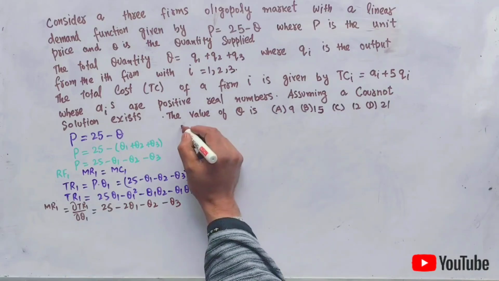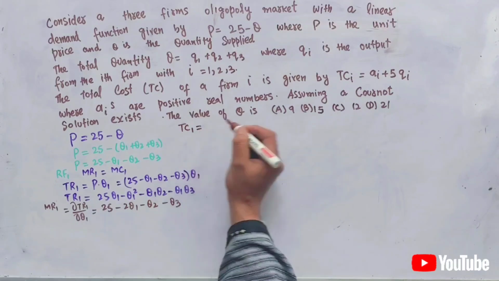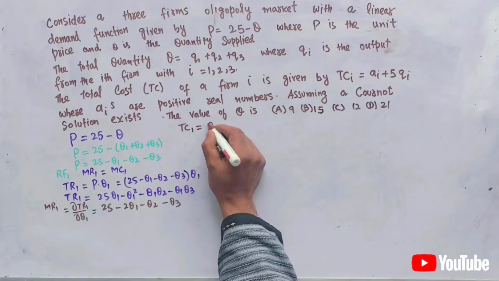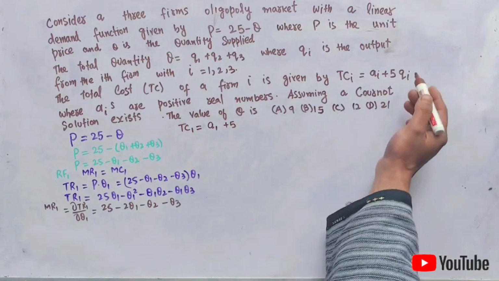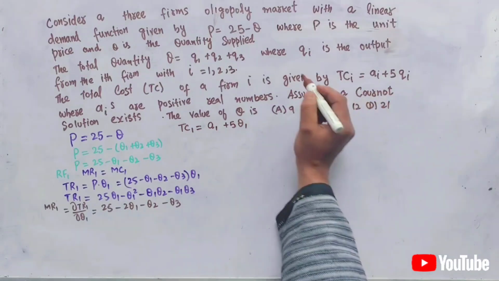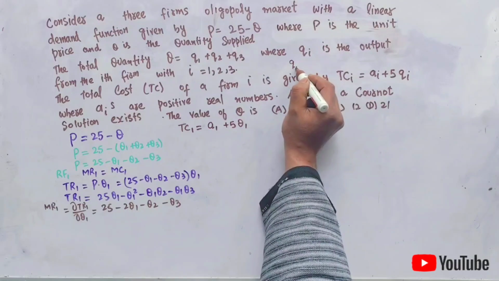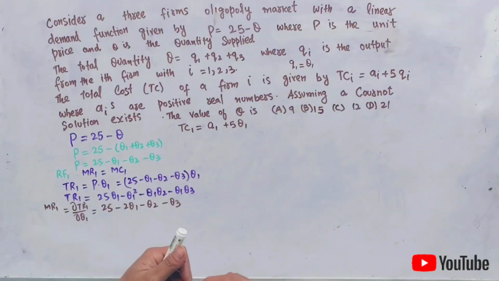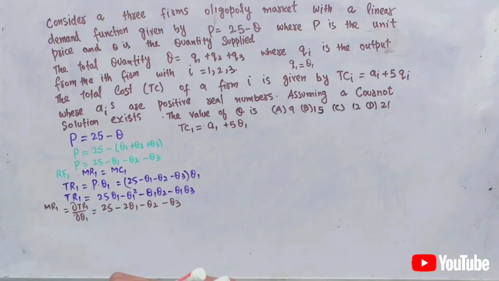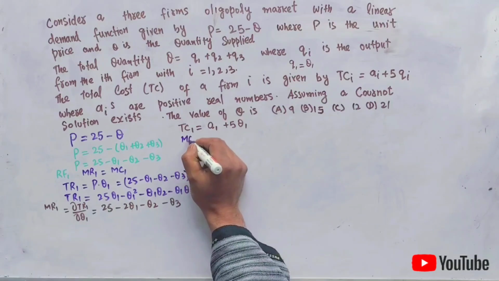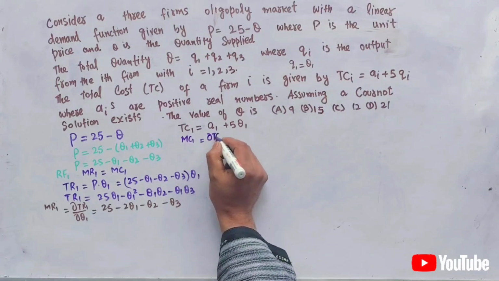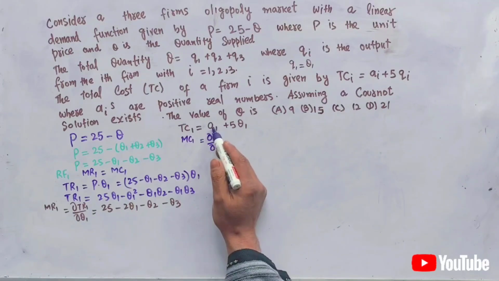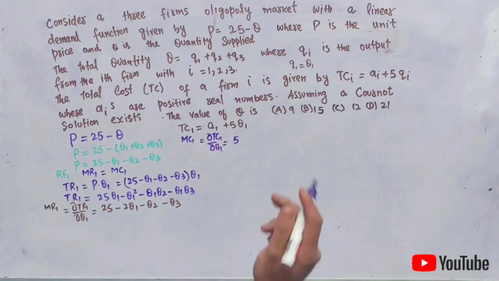What about marginal cost? So total cost for firm 1, TC1, will be equal to A1 plus 5 times q1, which is Q1. I am writing small q1 as Q1 for the sake of simplicity. Having said that, what will be the marginal cost of firm 1? That will be the change in the total cost of firm 1 due to the change in the output. Derivative of this function with respect to Q1. Derivative of a constant is 0, derivative of Q1 is 1, so we are left with 5.